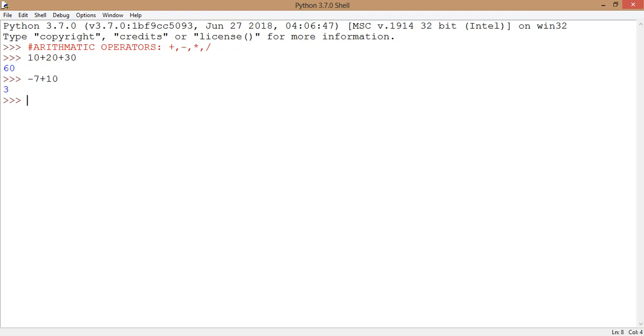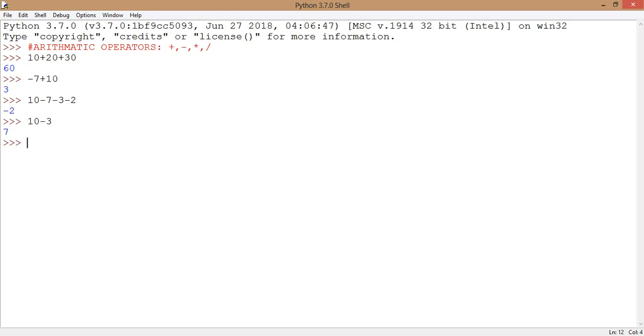Same goes for the subtraction sign as well. If you want to subtract numbers, you can put the minus sign in between like this: 10 minus 7 minus 3 minus 2, you get the answer -2. Suppose if I want to subtract 3 from 10, I'll simply write 10 minus 3, which gives the output as 7. So this is how you subtract the numbers.